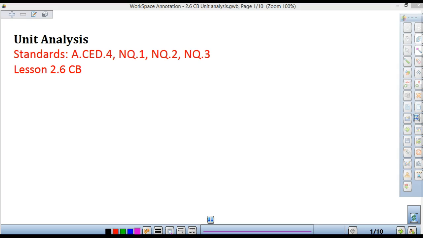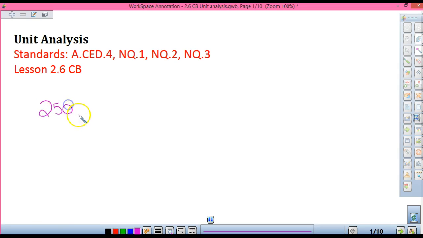Alright, so when we talk unit analysis, what we're talking about is a couple different things. If I am driving 250 miles, and I do it in 3 hours, when I divide these, it's going to give me miles per hour. So divide that. You're going to want your calculators out today. There's going to be a lot of calculating. 83.3 miles per hour. So basically, they were speeding.